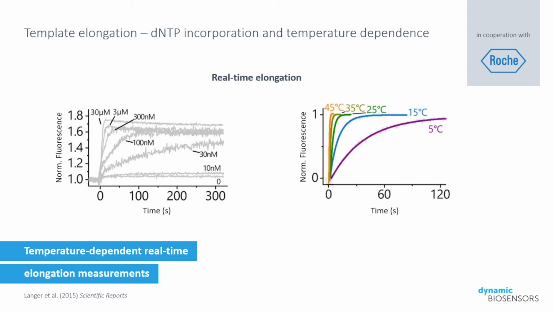Since our technology and the readout is very sensitive, we can easily change the concentration of the NTPs. The figure on the left shows the elongation monitored in real time by the fluorescence that is emitted from the standing DNA for different dNTP concentrations at room temperature. Furthermore, the elongation activity was analyzed in real time as a function of temperature from 5 degrees Celsius to 45 degrees Celsius, as shown in the figure on the right.